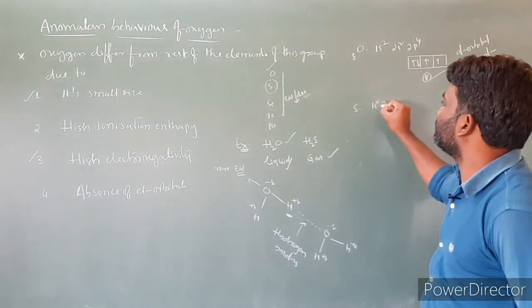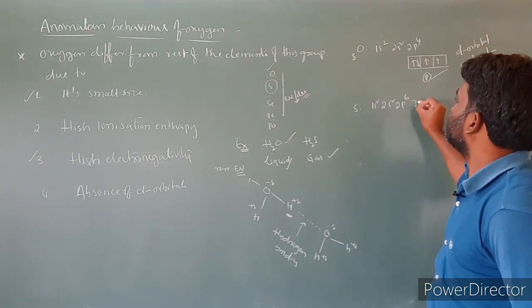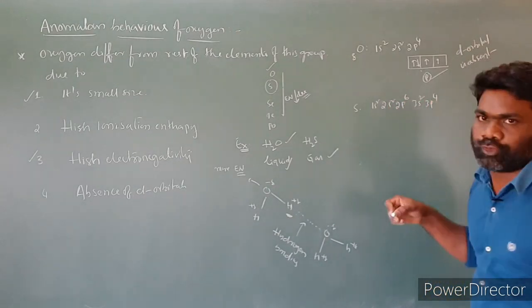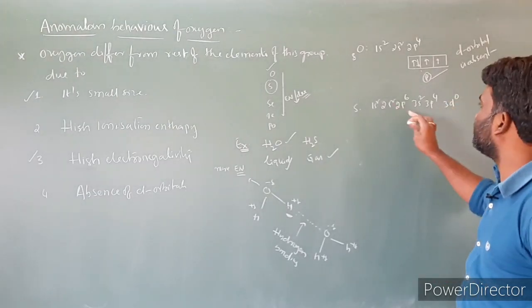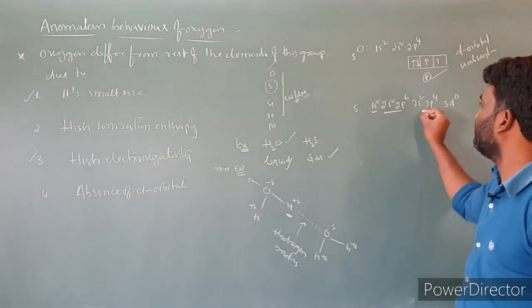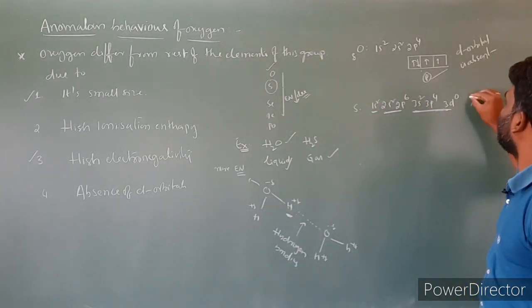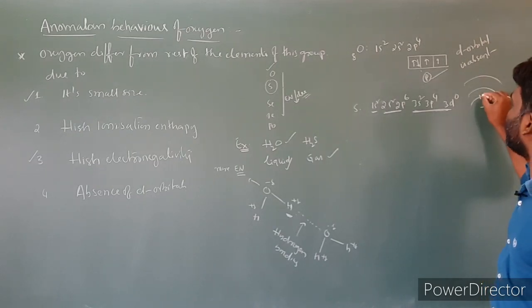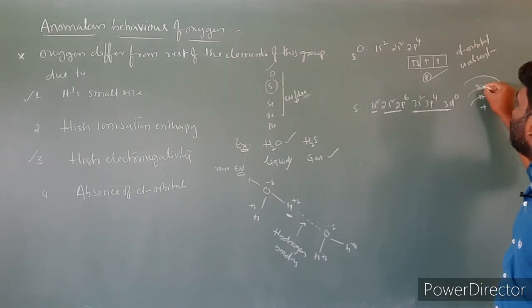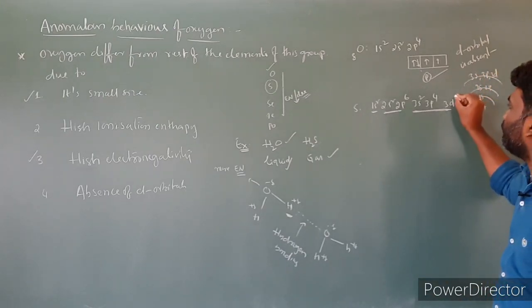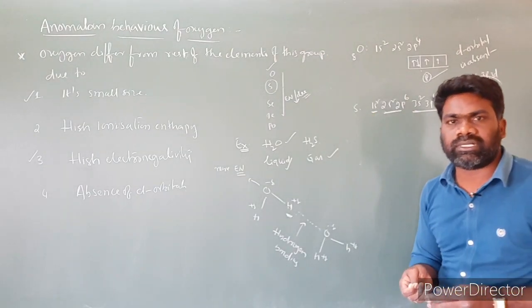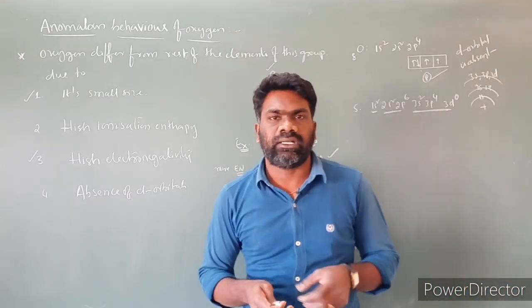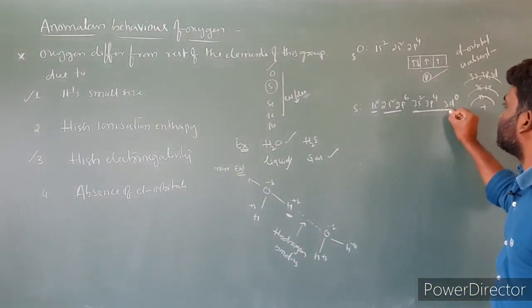Sulfur's configuration is 1s2, 2s2, 2p6, 3s2, 3p4 and 3d0. So in the d orbital no electron is present. This is the first shell, this is the second shell and this is the third shell. This is 1s, this is 2s, 2p, this is 3s, 3p and 3d is possible, but no electron, so I am labeling it as 0. So in the case of sulfur, the d orbital is available, but there are no electrons in it.